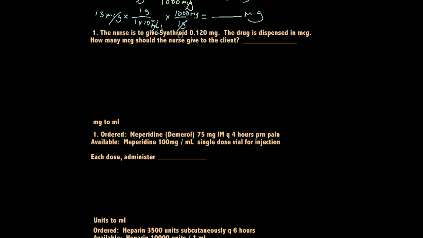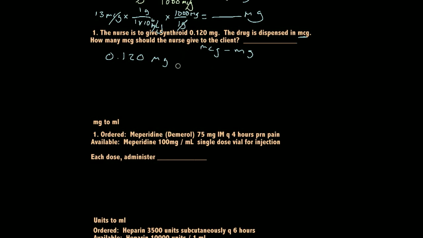So the doctor basically has ordered 0.120 milligrams, and he's saying give that to the client. Well, the pharmacy or wherever we're getting the drug is giving it to you in a concentrated dose that's in micrograms. So we have to convert between micrograms and milligrams.